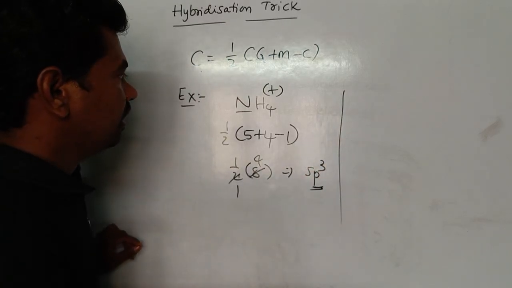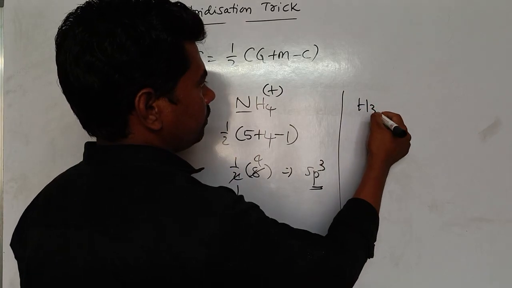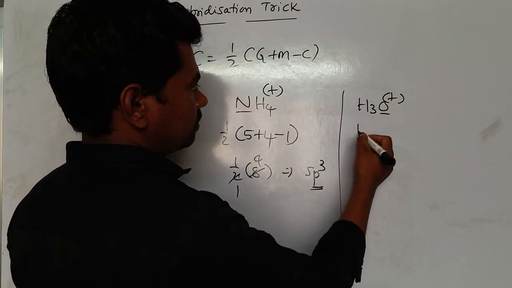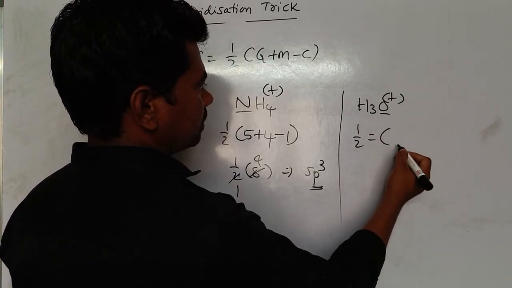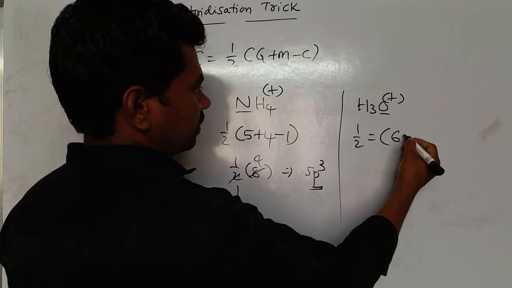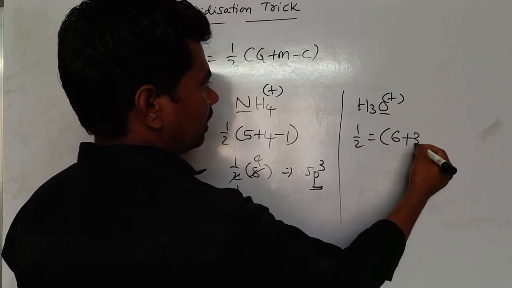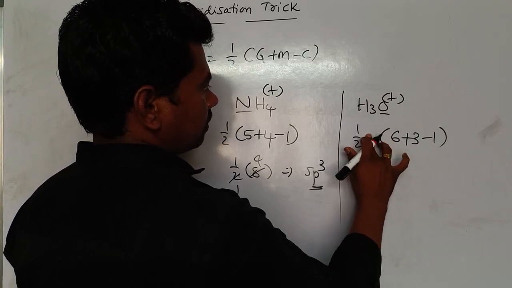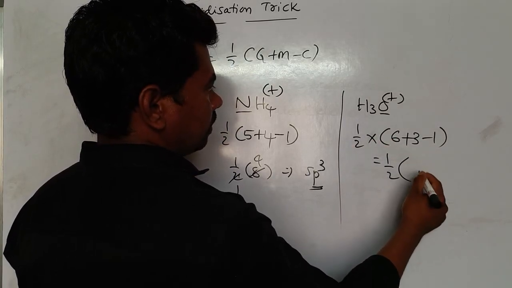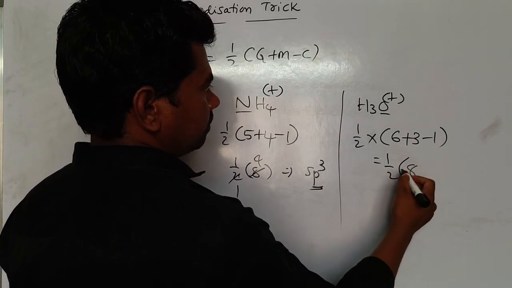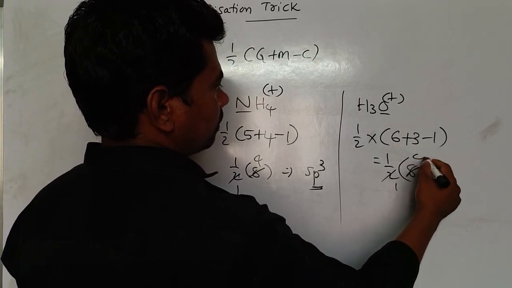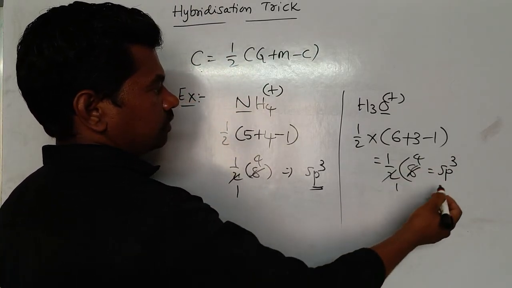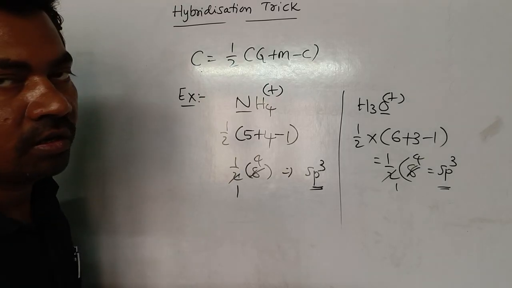And similarly, H3O plus. So here the central atom is oxygen. So 1 by 2, the oxygen group number is 6, sixth group. So how many monovalent atoms are there? 3 monovalent atoms. So there is a minus 1 charge. So 3 minus 1, 2. Then 1 by 2, 6 plus 2, 8. 8 means 4, sp3 hybridization. So in this way we can find out for any cations.